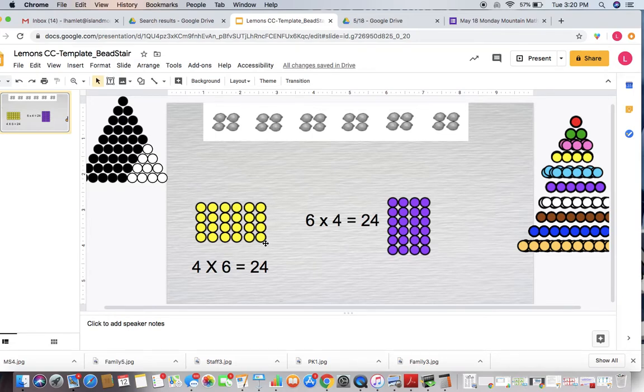The difference is that we've taken the base here, and now it's the height with this multiplication problem. And we have the height here, which is now the base with this one. But it is the same rectangle, and each of these multiplication sentences belong in the same family. 4 times 6 is 24, and 6 times 4 is 24.